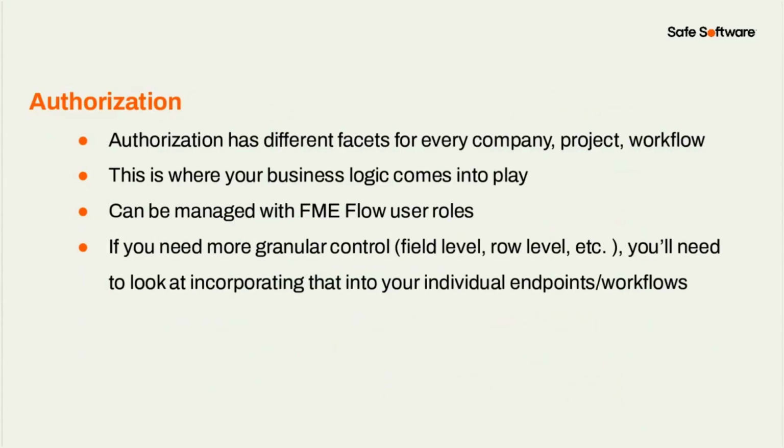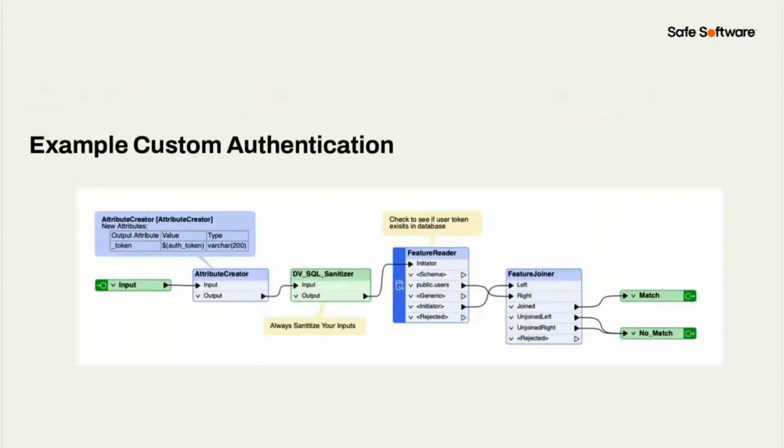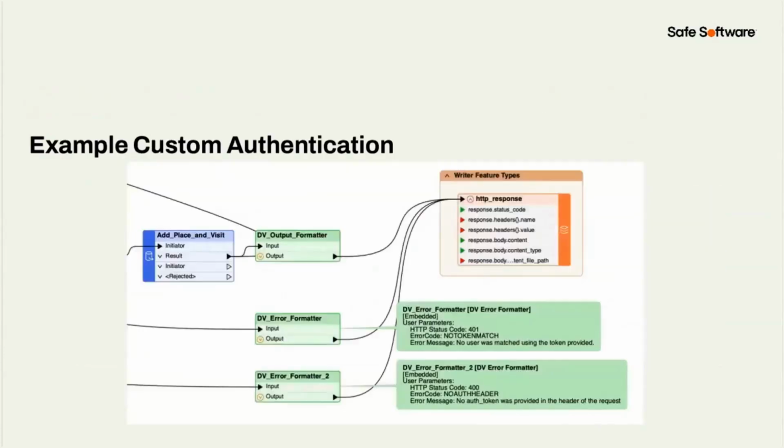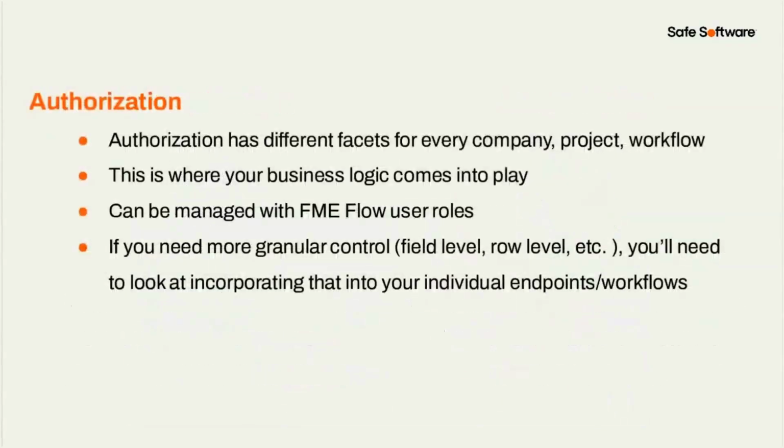You can use your FME Flow user roles, for example, to determine what users can do in terms of actions. But if you need more granular control, like what fields are they allowed to update, or what rows can they have access to, you need to look at incorporating that into your individual endpoints or workflows that are generated for them. What I'm showing here is an example of making sure that users are allowed to do the specific actions in the workspaces. That's really a high level look into authorization and authentication with data virtualization.